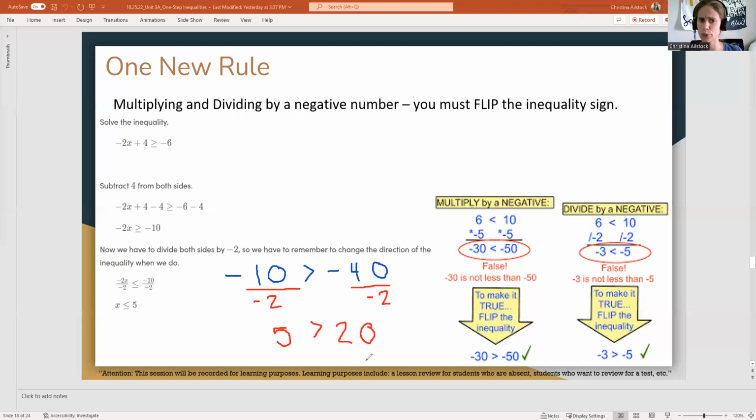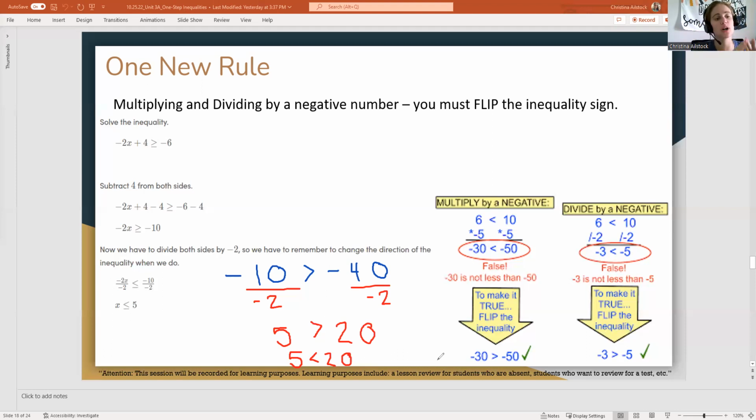Is that a true statement there? Is 5 greater than 20? No, this one's a little easier to see. We know 5 is not greater than 20. That's why we have to flip the inequality. When you divide by that negative, you're changing things up, and you got to change up the inequality to match with it. So it really should be flipped, and now it's a true statement. 5 is less than 20.